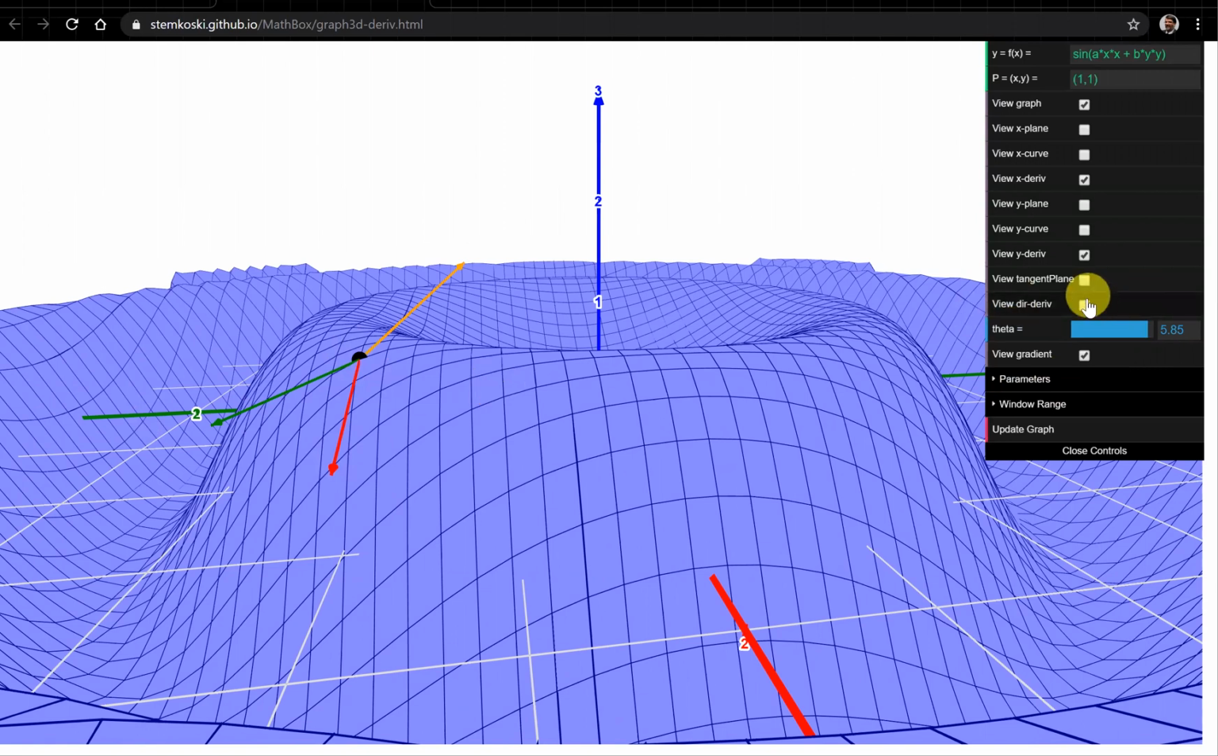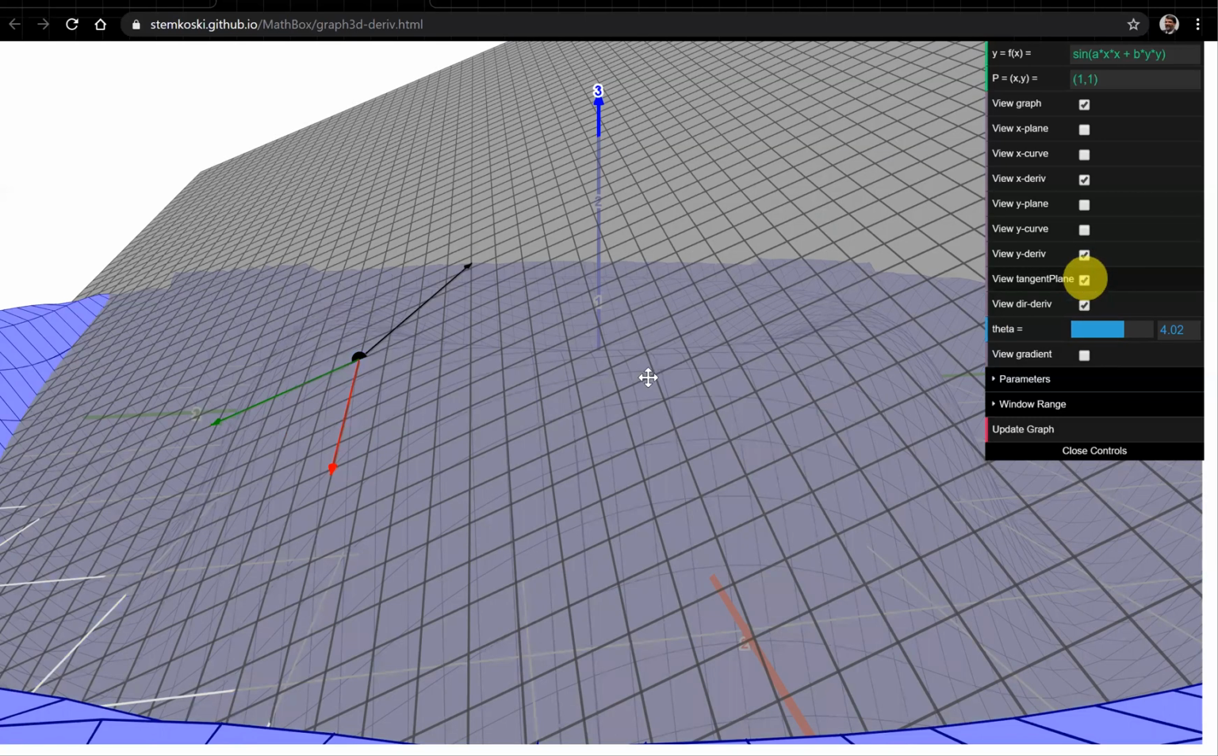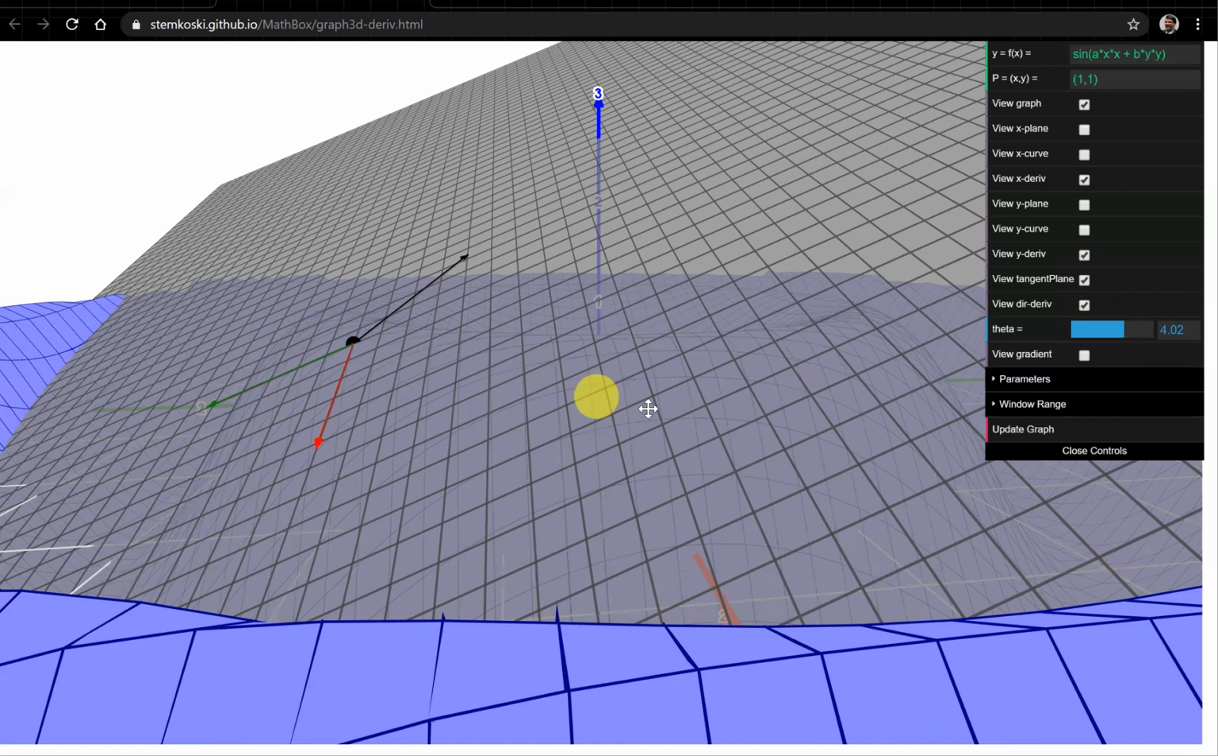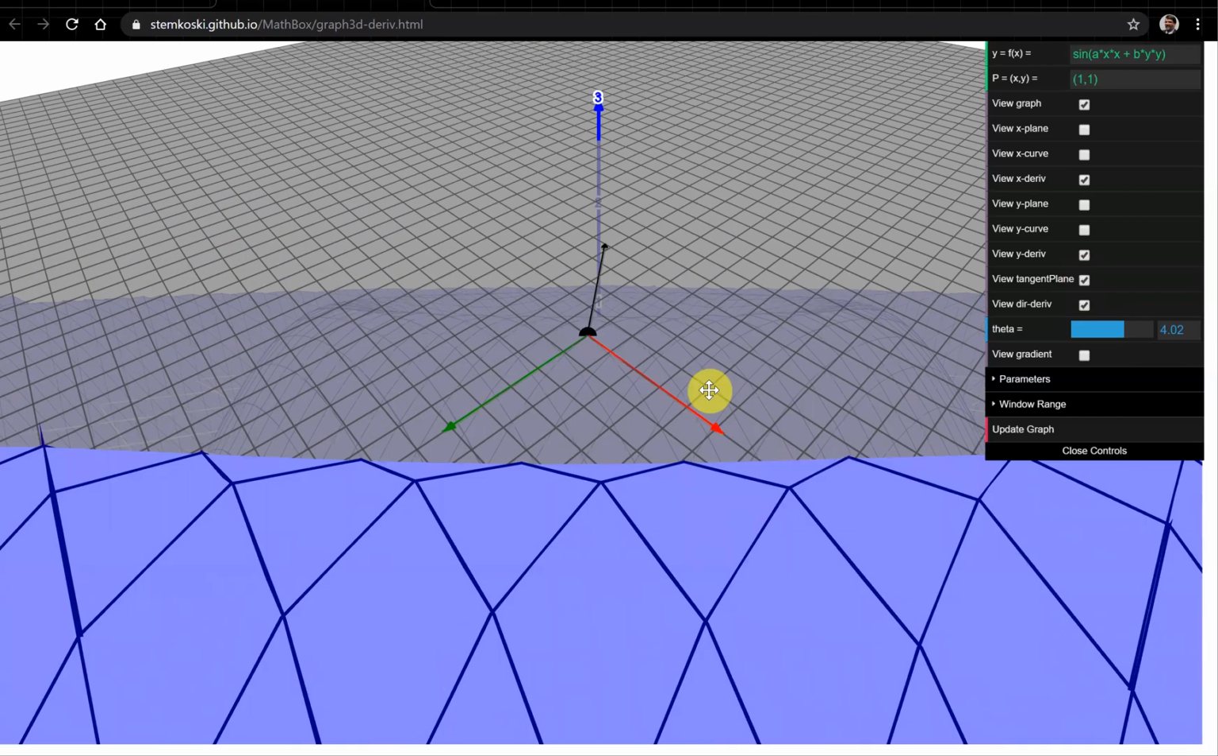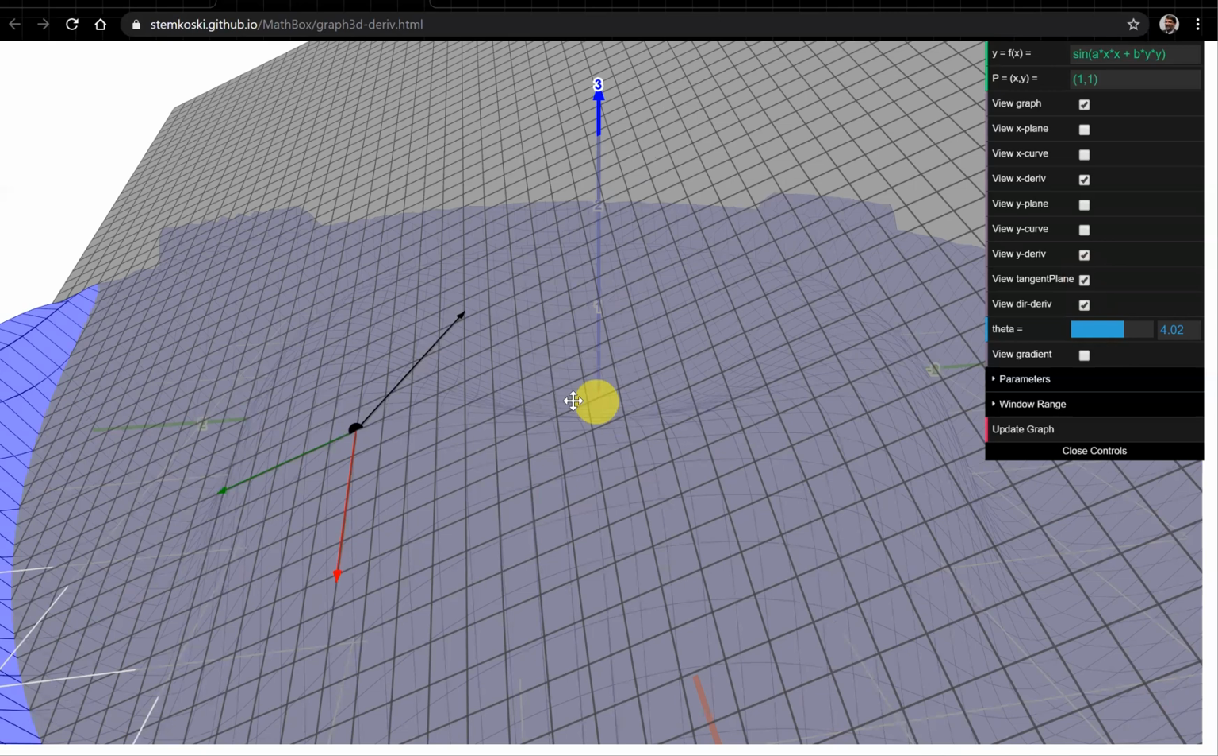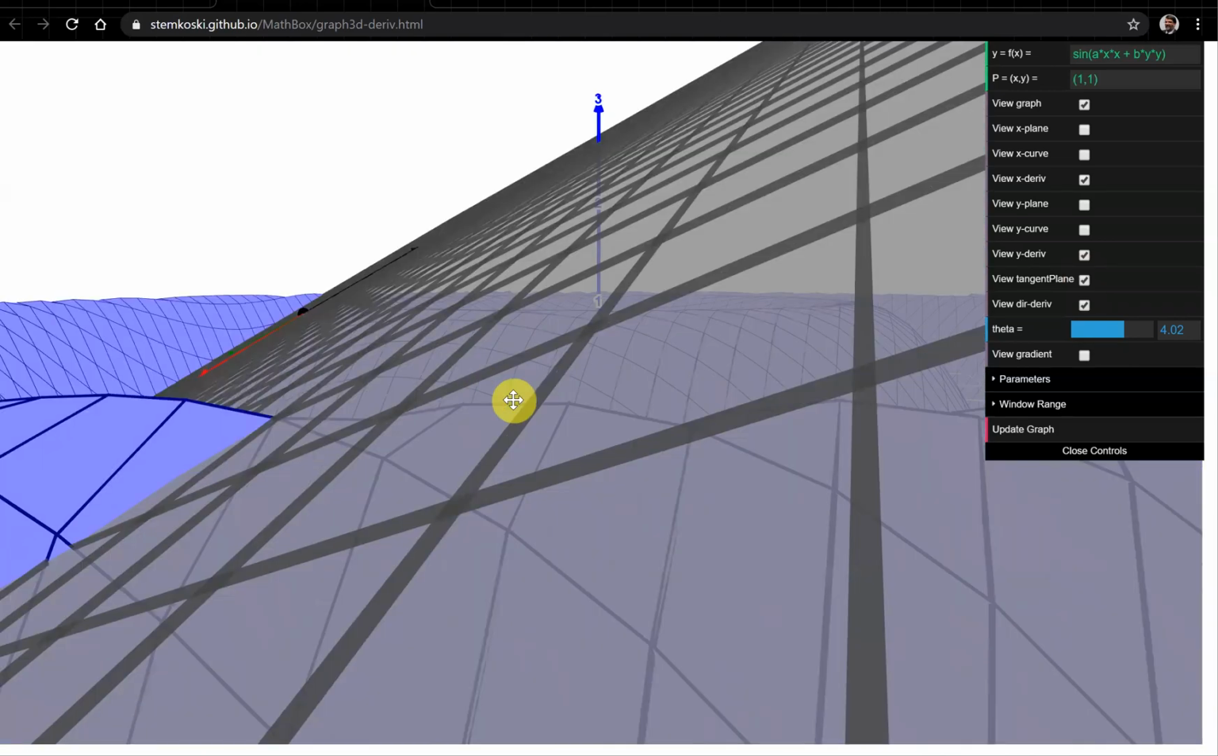Actually, let's take a look at this black vector right here. I can go ahead and spin this vector around. All these different vectors are all tangent to the surface at this point. So in multivariable calculus, what we have is more than just a tangent line to a surface. We have something called a tangent plane. So this gray plane, which has just appeared, is tangent to the surface at this point.